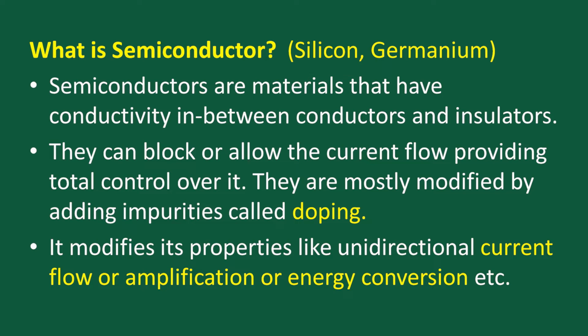What is a semiconductor? Semiconductors are materials that have conductivity in between conductors and insulators. They can block or allow the current flow, providing total control over it. They are mostly modified by adding impurities called doping. It modifies its properties like unidirectional current flow or amplification or energy conversion, etc.